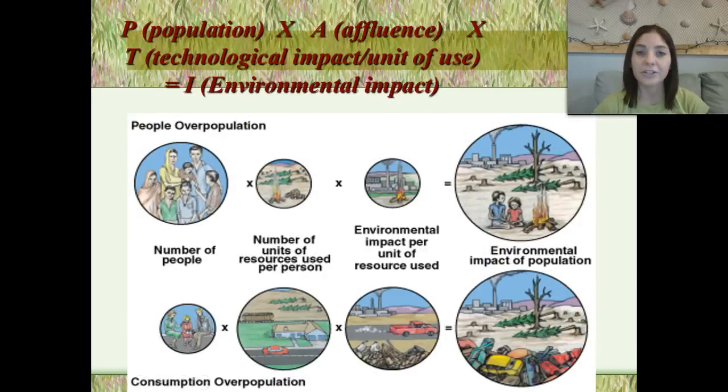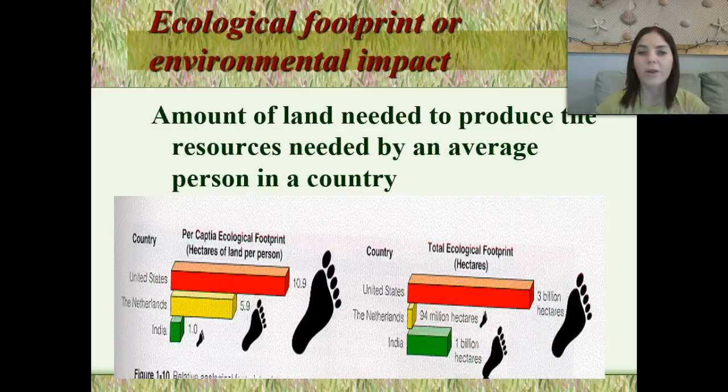So another equation you need to know is how to calculate environmental impact. So environmental impact is equal to P, or the population, times A, the affluence, times T, the technological impact, divided by the unit of course. So we have people over population, which is the number of people, times the number of units of resources used per person, times the environmental impact per unit of resource used, and that gives us the environmental impact of an entire population.